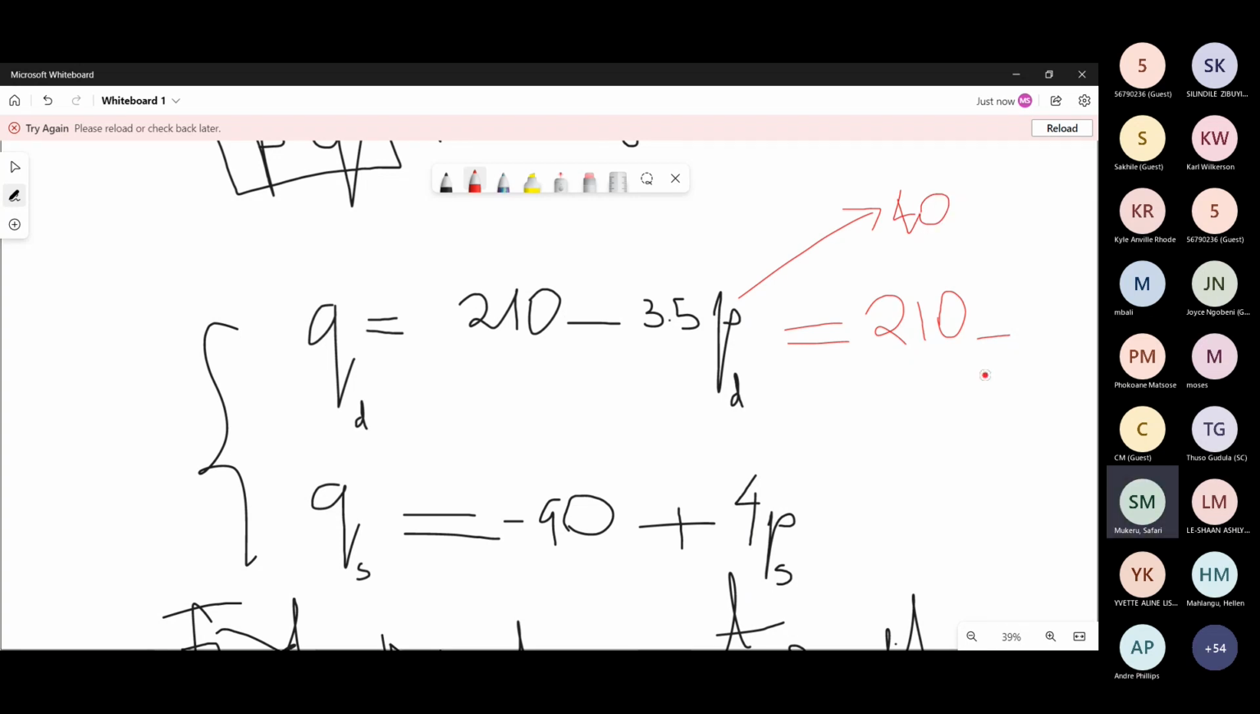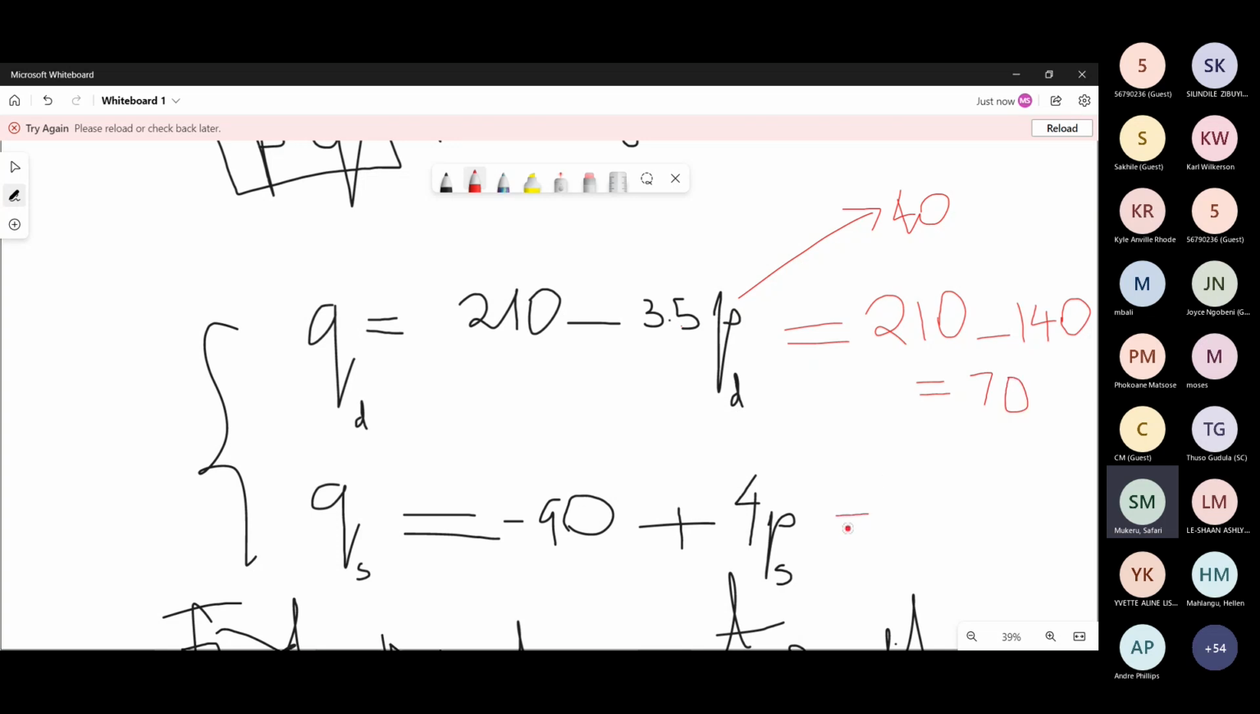So 210 minus 3.5 times 40 will be what? 210 minus 140, and the answer is 70, right? Are you all following, please? I hope so, even if it's time for your dinner. 70, right?